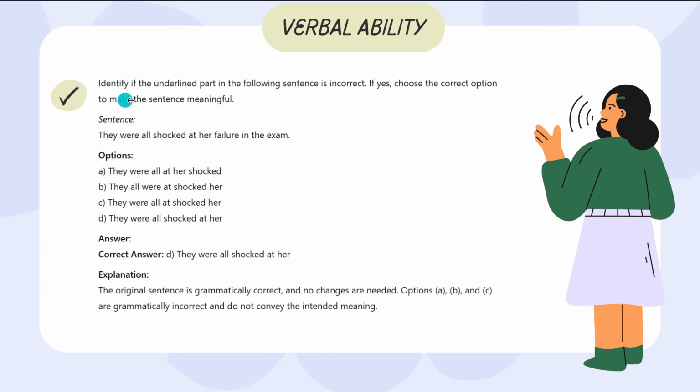Identify if the underlined part in the following sentence is incorrect. If yes, choose the correct option to make the sentence meaningful. They were all shocked at her failure in the exam. Here the underlined part is "they were all shocked at her". The options are: they were all shocked at her; they were all at shocked her; and so on. The correct option is "they were all shocked at her".